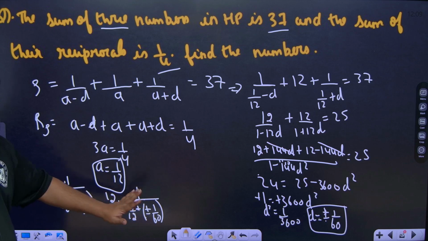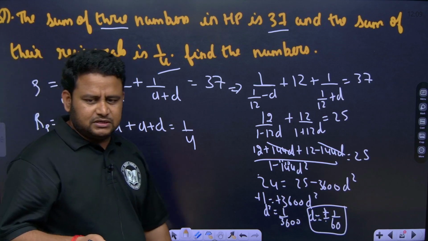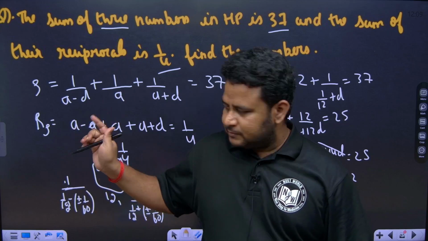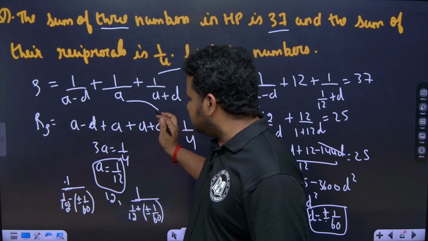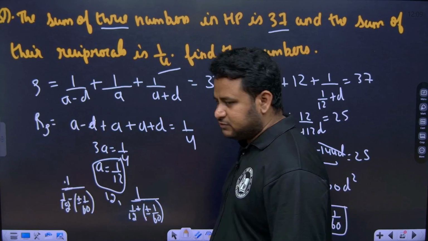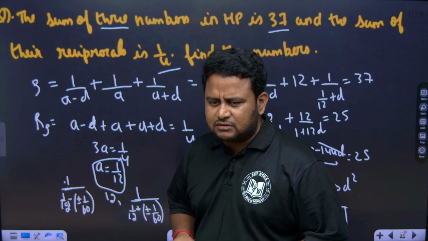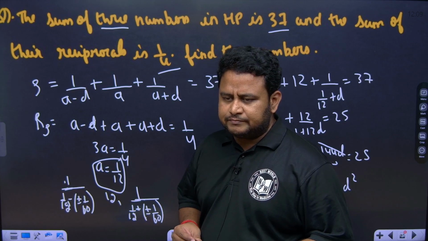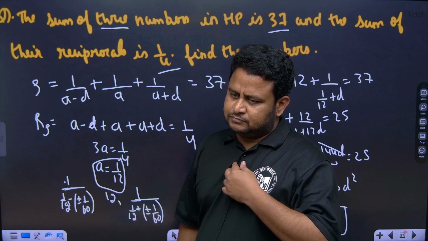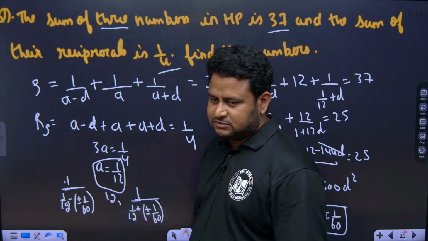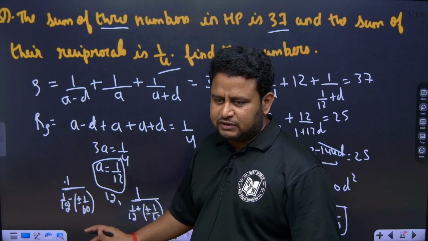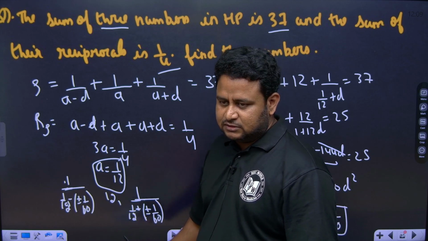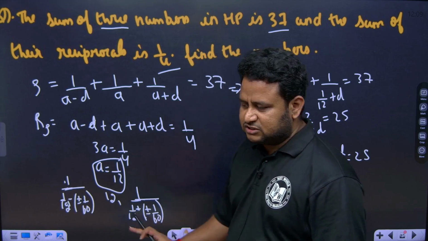This you know how to solve, no need to solve. Understood the concept? Yes. So if they give 3 numbers in HP, first you take them in AP like this, with reciprocal. You will get 2 HPs, because we are getting plus or minus. Otherwise we would get only 1 HP. Got it? Okay, this is the concept.